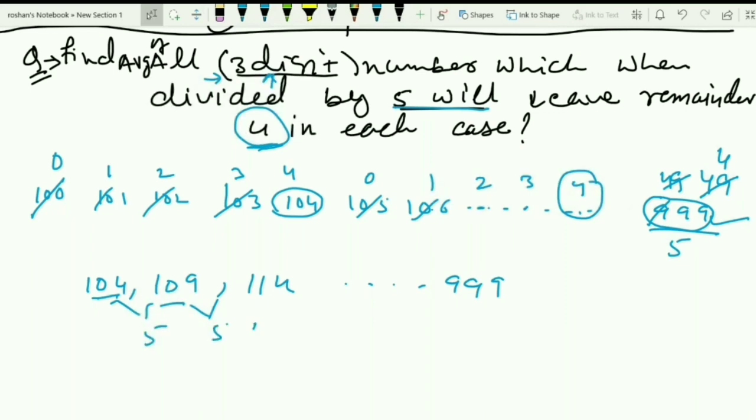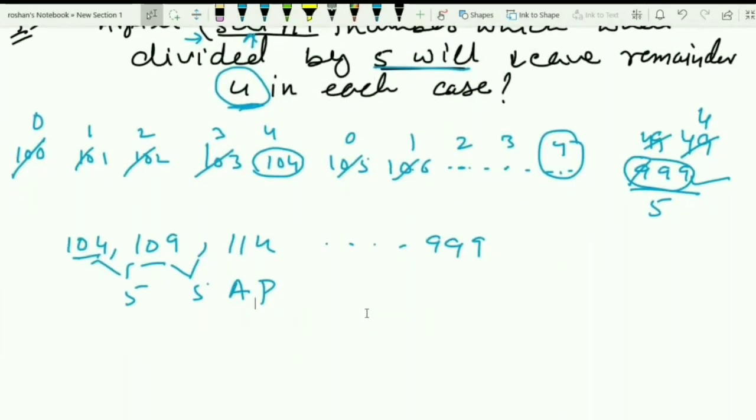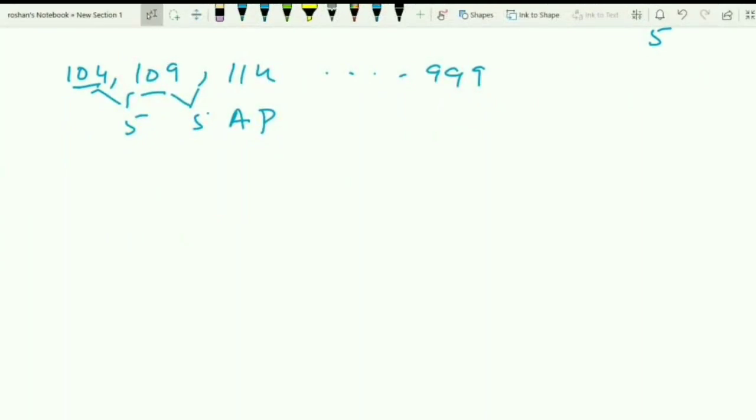The difference between them is 5, which means that indirectly we are saying that this question belongs to AP. Let me tell you, the question will never tell you that it's from AP. You have to understand that it is from AP. And whenever you have an AP and you have to find the average, no need to worry.